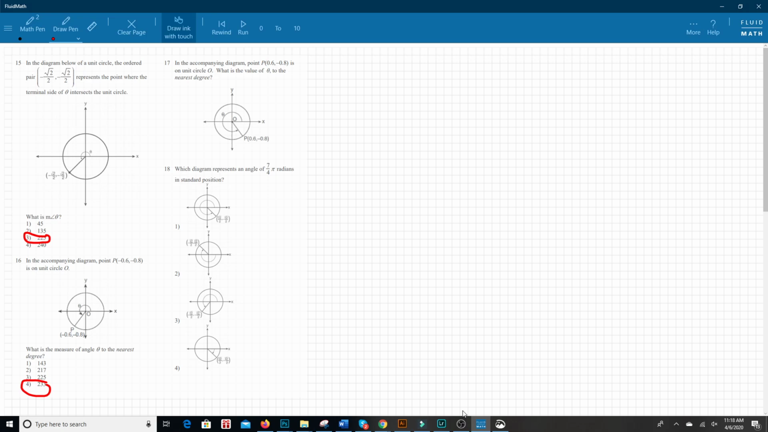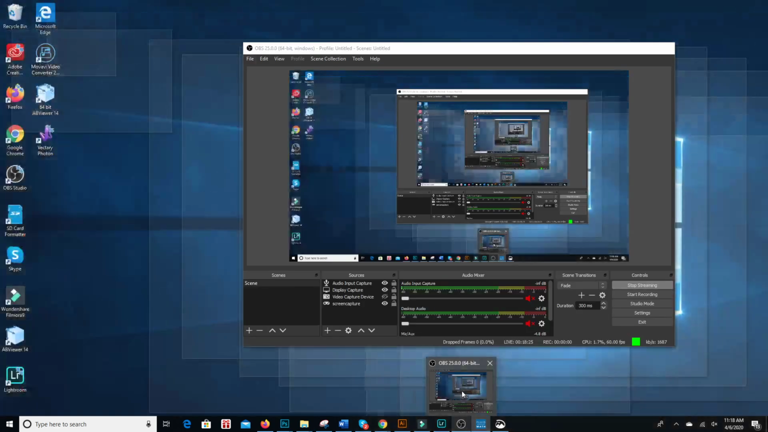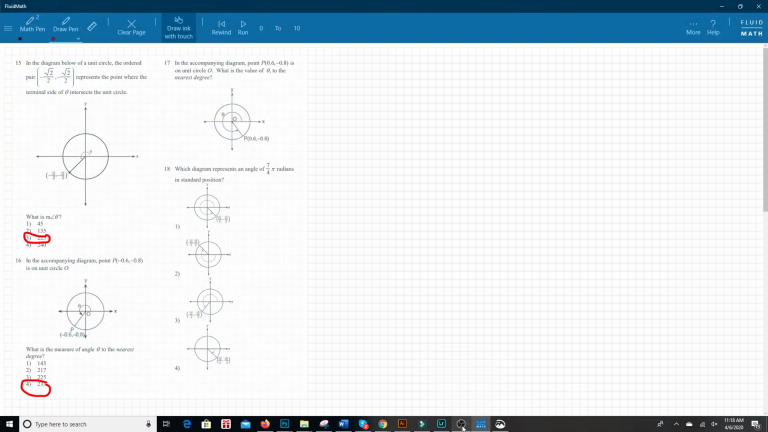Keep in mind that the reason why I say that is because it's positive 0.6. 0.6 is greater than 0.5 at 300. You want to know what the value of theta is to the nearest degree.